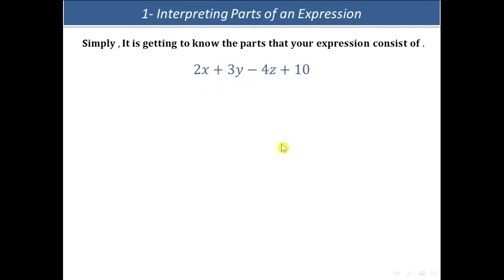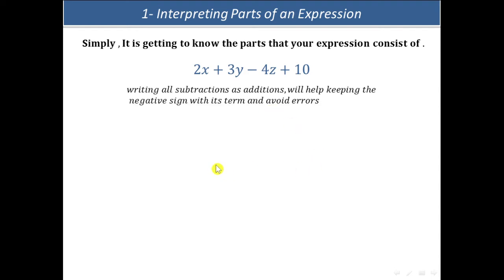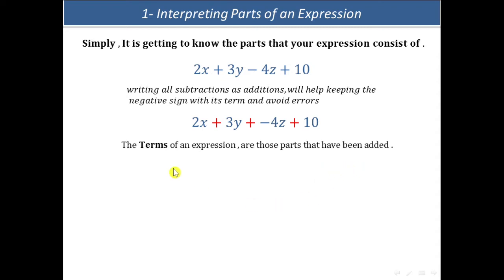So we have this equation here, which is the result of a certain context problem. This is a correct equation, but because I have a negative sign here, it would be better and more accurate to write it in this way. Why? So that I can avoid any error concerning this negative part here, okay? And it will be much easier to distinguish the terms and to write them much more correctly. So the terms of this expression now are 2x, 3y, minus 4z, and 10.